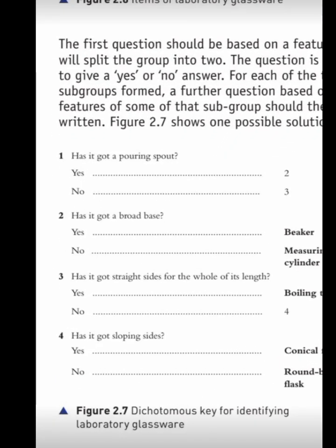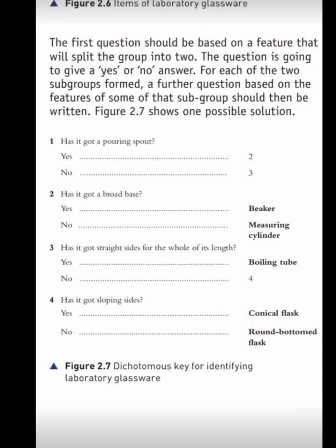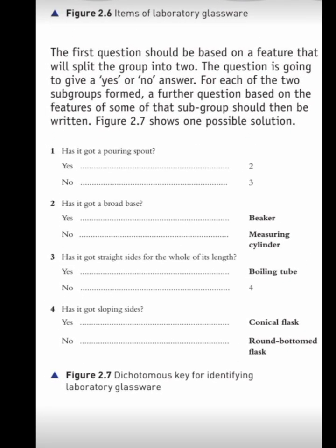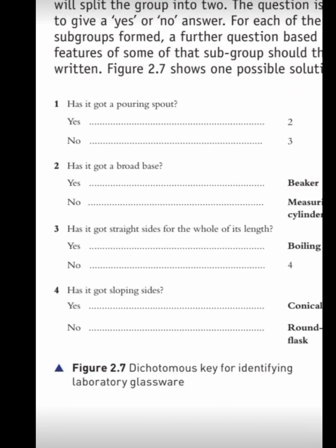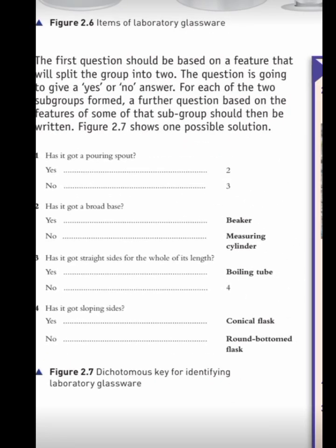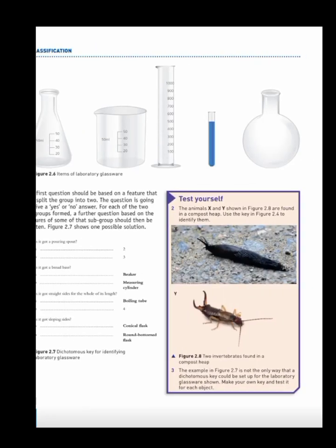Now moving toward the pouring spot: if it has no pouring spot, then move to step 3. Has it got straight sides for the whole of its length? If yes, it is known as a boiling tube. And if no, then move to the next step: has it got sloping sides? If yes, this is the conical flask, and if no, then it is the round bottom flask. So in this way we can identify non-living objects with the help of a dichotomous key.